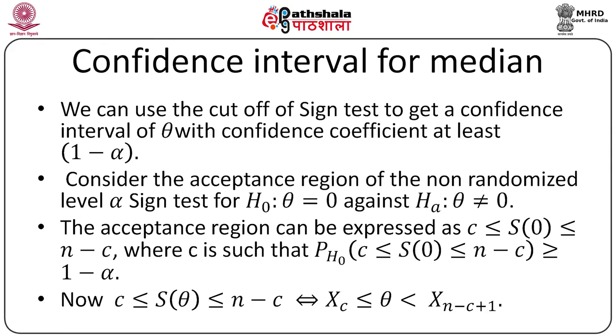Similarly, we get S theta greater than or equal to C is equivalent to theta less than x ordered n minus c plus 1. Thus, c less than or equal to S theta less than or equal to n minus c is equivalent to x ordered c less than or equal to theta less than x ordered n minus c plus 1. Then, the probability that the random interval x ordered c, x ordered n minus c plus 1 covers theta is equal to probability c less than or equal to S theta less than or equal to n minus c evaluated under theta.